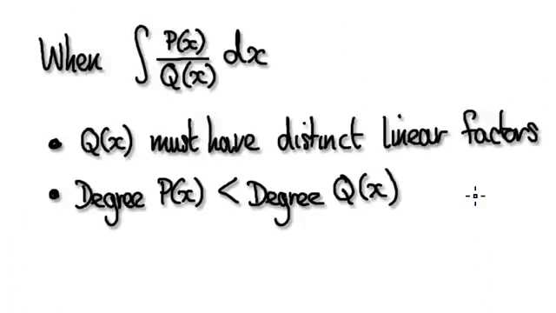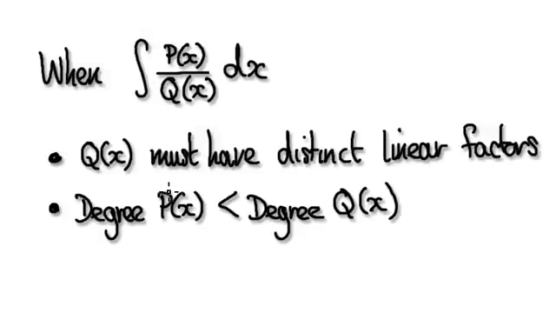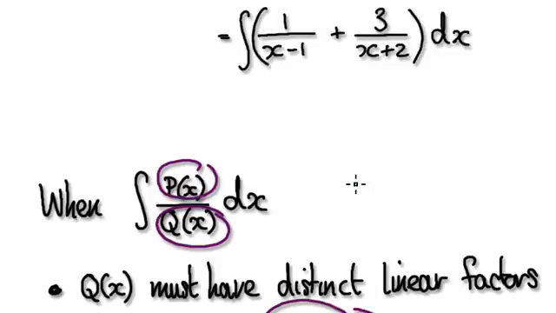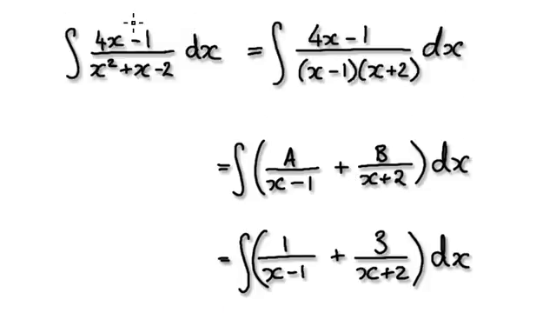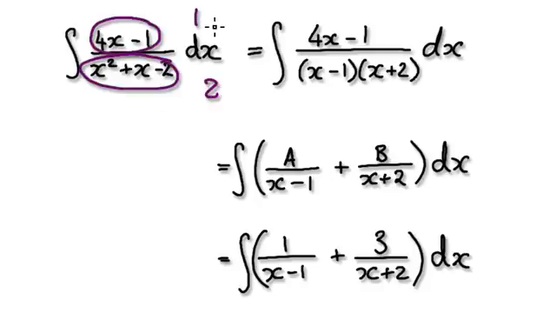And then the other condition is that the degree of P of x must be less than the degree of Q of x. So if you go back up here, if you look at this here, the degree here is 1. The degree is the highest power of x. So in this case it's 1. And then if you look here, the highest power of x is actually 2. So the degree here is 2. The degree up here is 1. The condition is that the degree at the top must be less than the degree at the bottom.